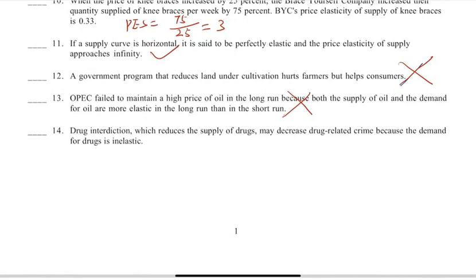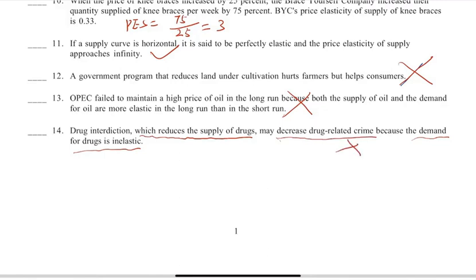Drug interdiction, which reduces the supply of drugs, may decrease drug-related crimes because the demand for drug is inelastic. Reduces the supply of drugs: this statement is correct. Demand for drugs is inelastic: this statement is also correct. However, decrease drug-related crime, this is not correct.